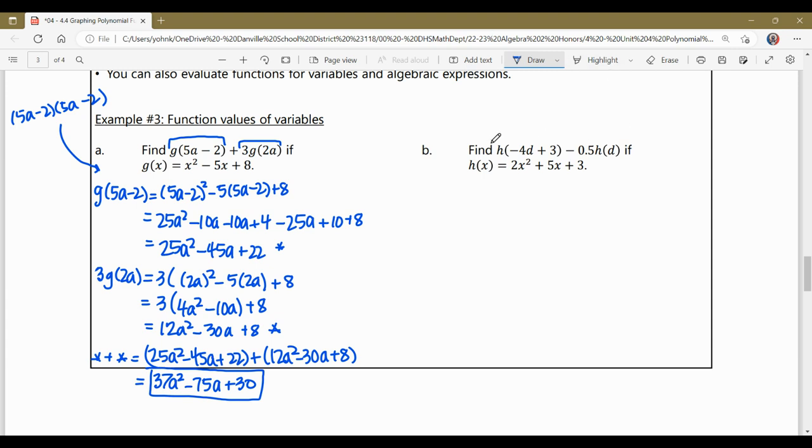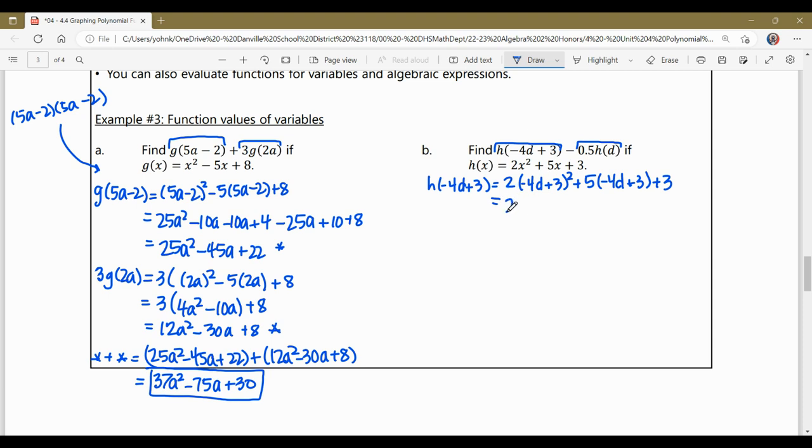All right, letter B, we're going to find h(-4d + 3) - 0.5h(d), if h(x) = 2x^2 + 5x + 3. All right, so we want to first find h(-4d + 3). So we're going to do 2 times (-4d + 3)^2 + 5 times (-4d + 3) + 3.